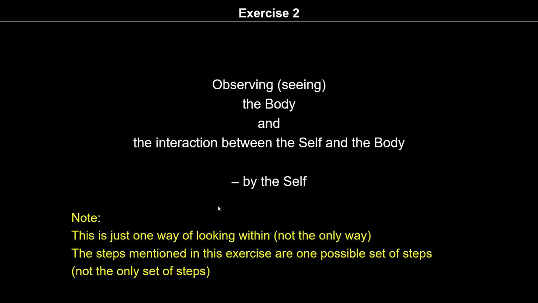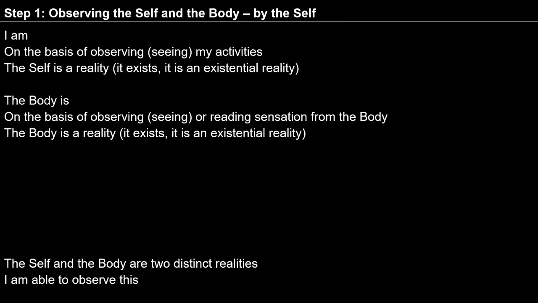So in step 1, we are observing myself. We are observing body. So when I observe myself, I can observe activities going on in me. When I observe body, I can also see physiochemical activities going on in the body. So based on this direct observation, I can say that I exist. And based on observation of activities going on in body, I can say that body exists. So both realities exist together distinctly. So both are in coexistence, but both are distinct realities.